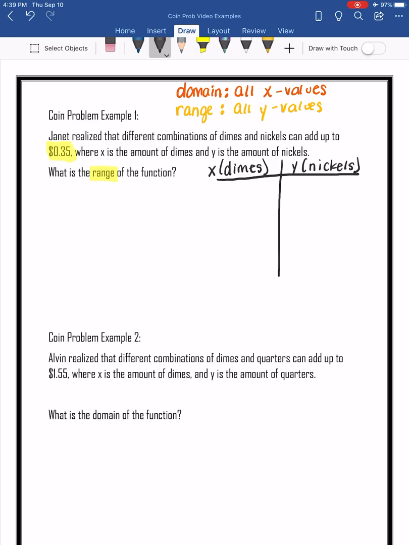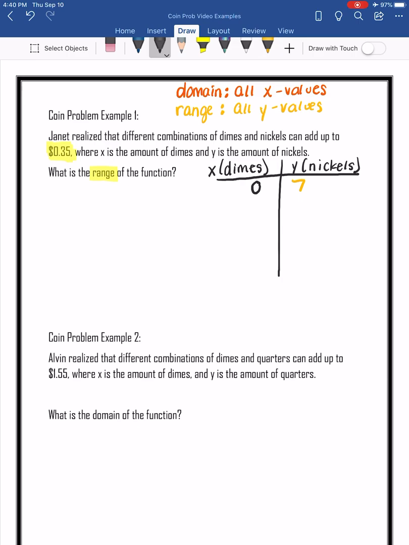If I have 0 dimes, how many nickels do I need to give me 35 cents? Well, I know nickels are 5 cents a piece, so 5 times 7 could give me 35. So 7 nickels would give me the 35 cents I need. Always try to start with 0 as your first X value. Now we're going to continue.